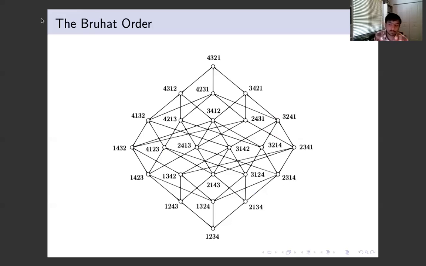So here's a picture of the Bruhat order on permutations of size 4. The way this diagram works is that each segment corresponds to a cover relation, and the lower element is smaller than the higher element in the inequality relation. Now note that the bottommost element is always 1, 2, 3, 4, which has 0 inversions, and the topmost element is 4, 3, 2, 1, which has 4 choose 2, or 6, which is the maximum number of possible inversions.